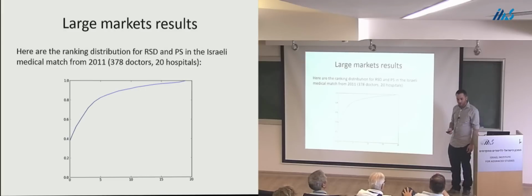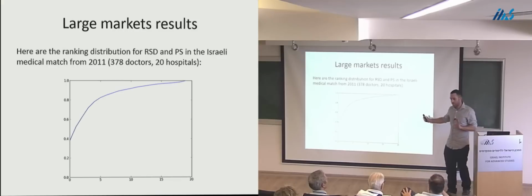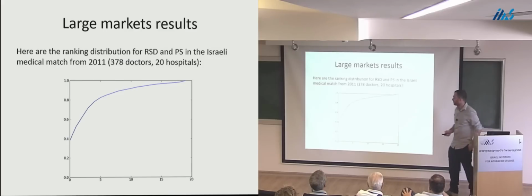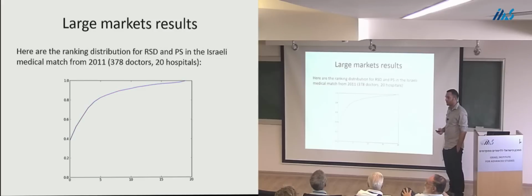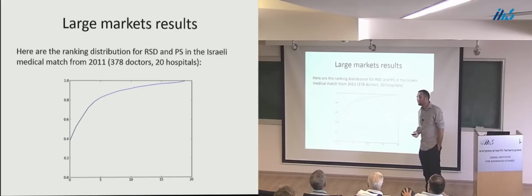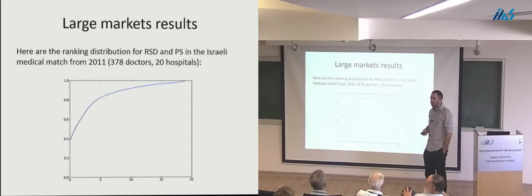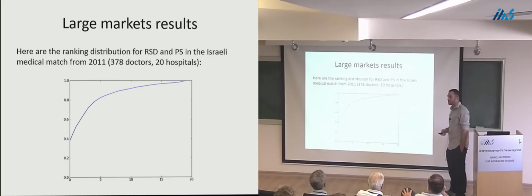The location could be different. This is only the rank distribution. But this is for 380 doctors, and we get the difference in rank distribution is a fraction of a percent. Okay, it's very, very small. That's 2011. Yes, but in 2011, for some reason, there were only 20 hospitals. I'm not sure why. Maybe they split or something.